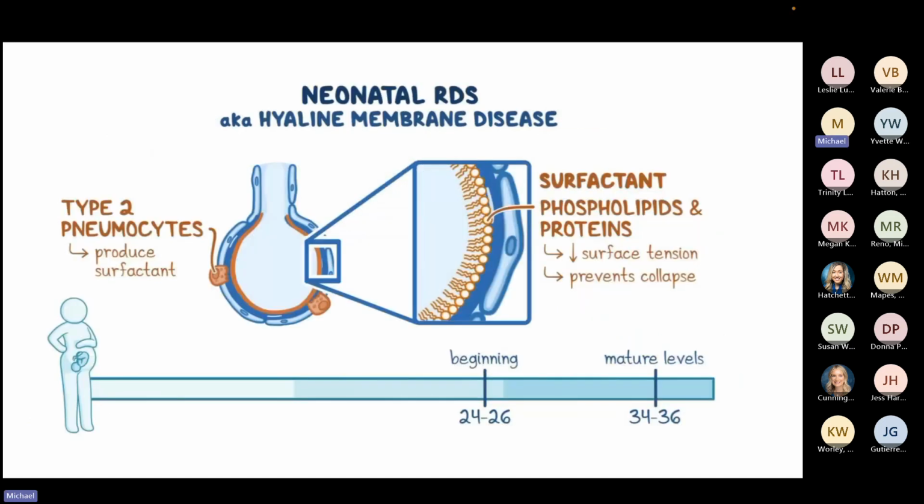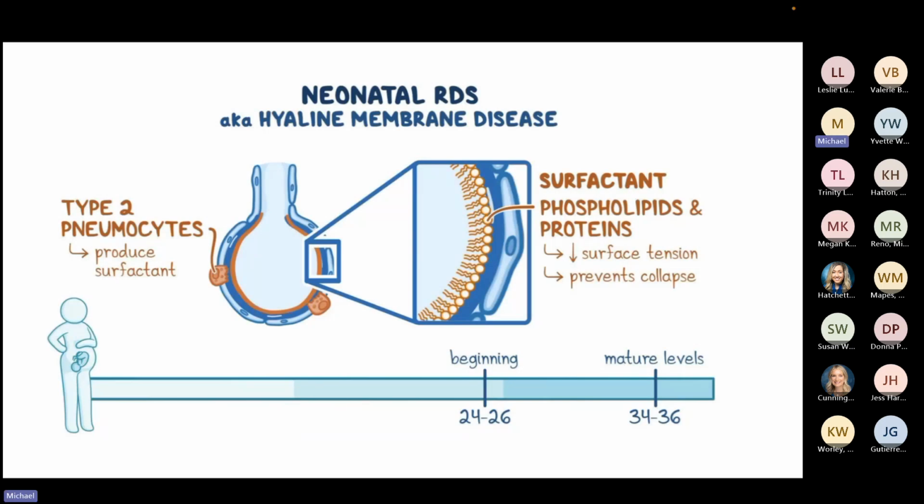And this is a nice diagram looking at how surfactant works. What you're looking at here on that horseshoe-shaped structure on the left is an alveoli. Surfactant is made by type 2 pneumocytes. Type 2 pneumocytes are not expressed on the surface of an alveoli until typically around 24 to 26 weeks and reach maturity at around 34 to 36 weeks.